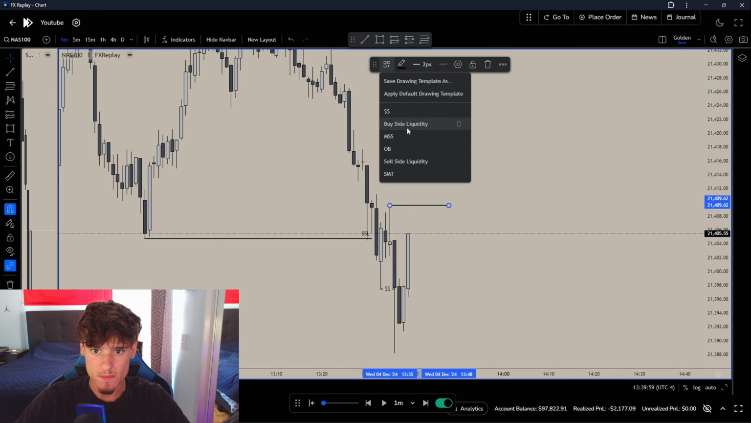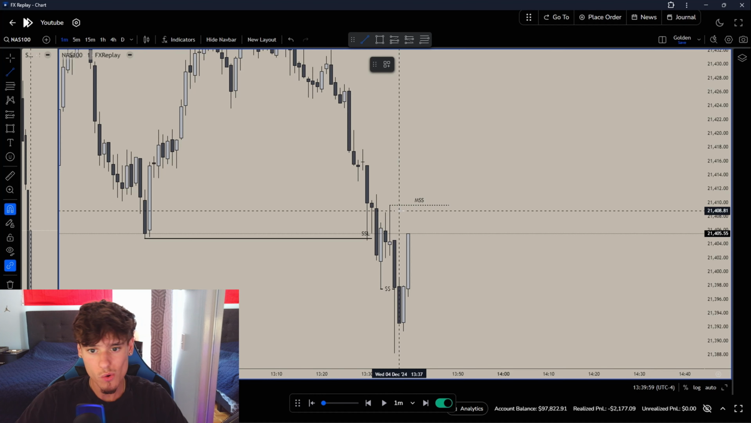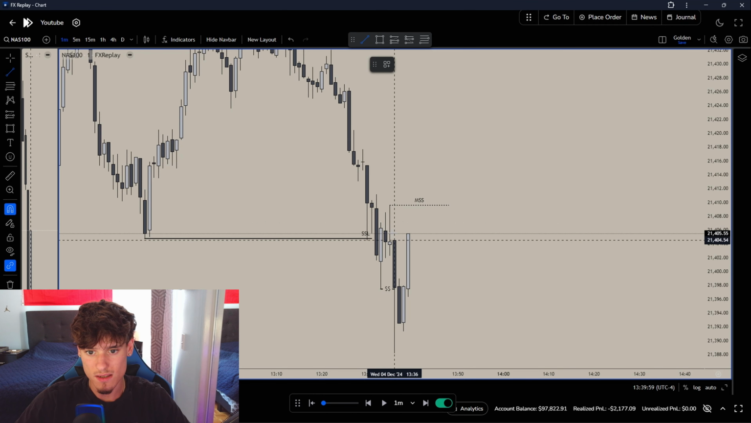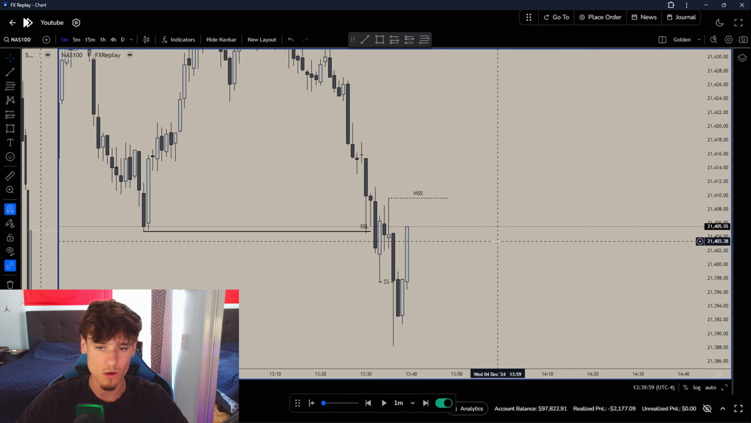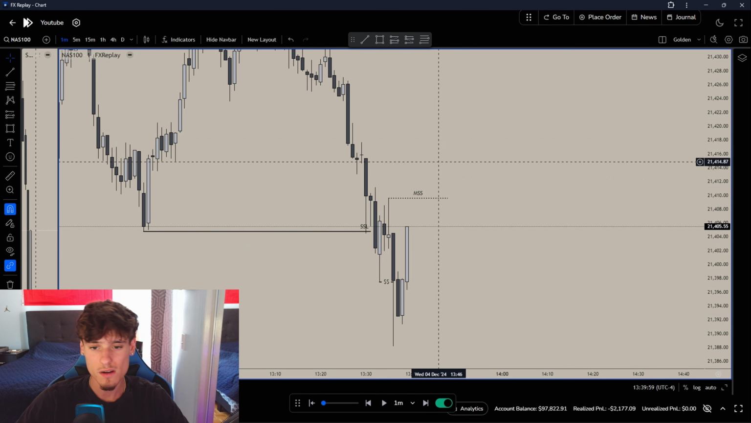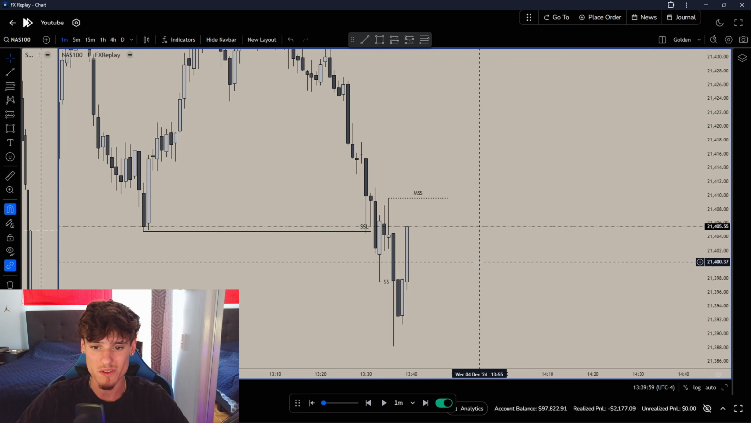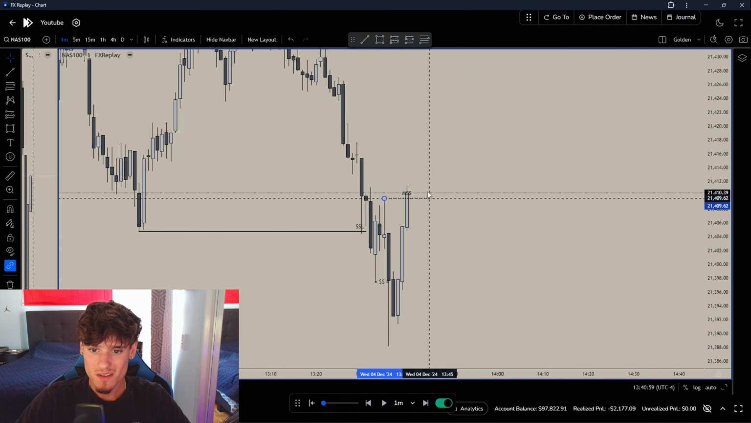What do I see as well? I see this as being a market structure shift, or we can also see this as a change of state of delivery, but my preference, market structure shifts are always better to look for in the market. A safer entry. Yes, you have a bit of a higher RR, but they're safer, trust me. I've learned the hard way. So this is our market structure shift right here because we have a full body close.